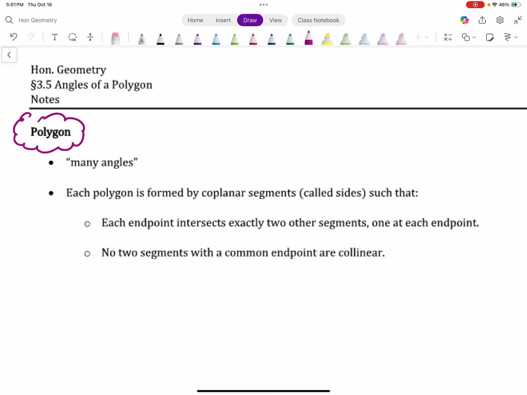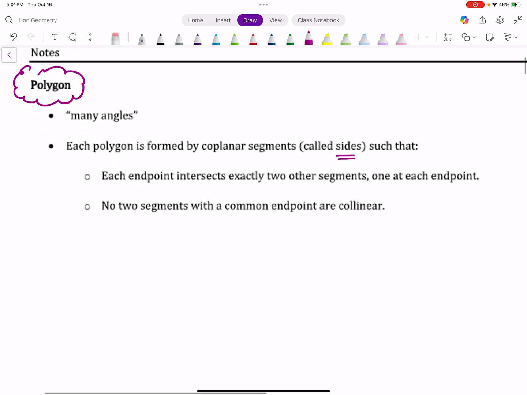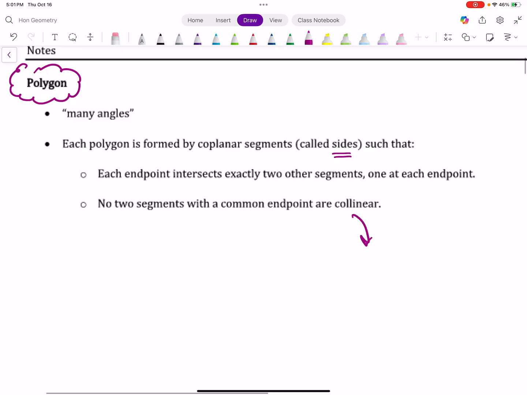So each polygon is formed by coplanar segments. Okay, so everything has to be in the same plane. We call those the sides, so that each endpoint intersects exactly two other segments, one at each endpoint, and that no two segments with a common endpoint are collinear. So, let's talk about that one first.